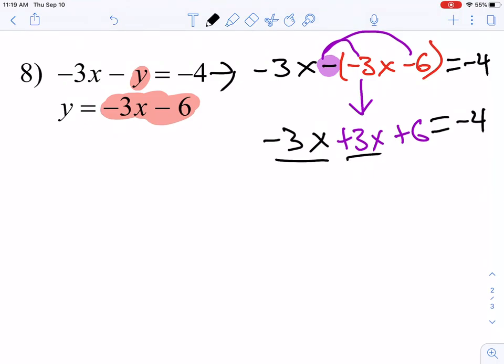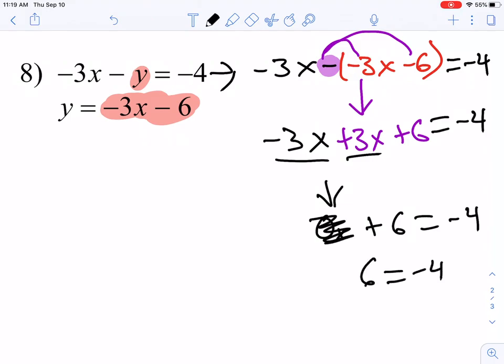3x and negative 3x make 0x. Not ox, but 0x. So there are 0 x's plus 6 equals negative 4. So if there's 0 x's, it means it's not really there. So what I really have is a statement that says 6 equals negative 4. That is not true. 6 does not equal negative 4. And so what that means, if our x's disappear in our problem, we end up with no solution.